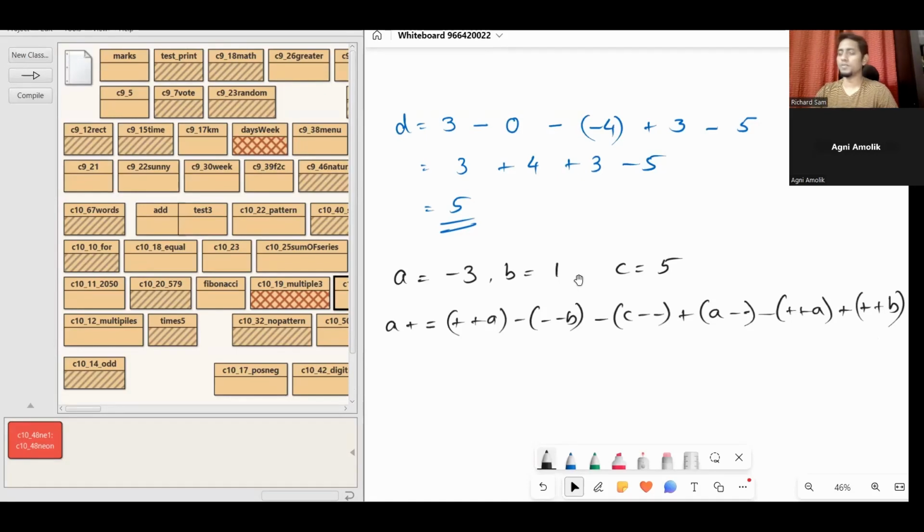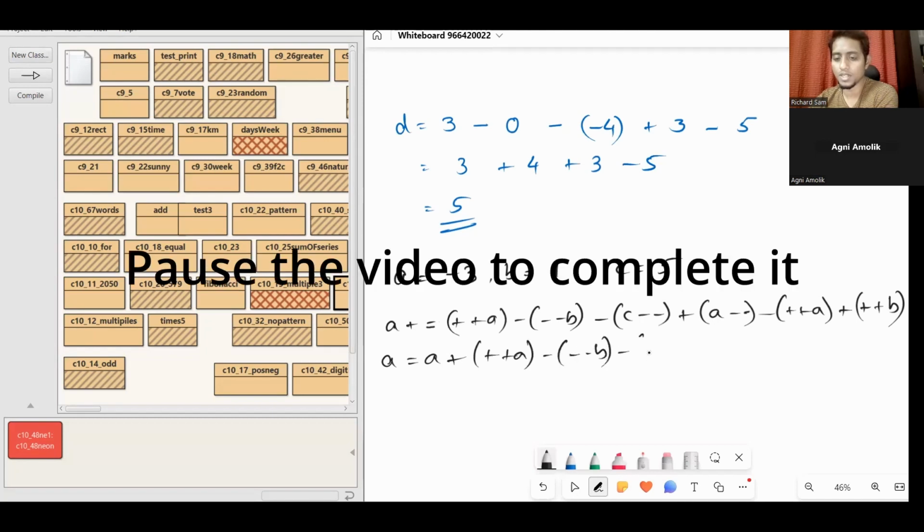Now here there's a small difference. What's the difference? It's not A is equal to something. It is A plus is equal to something. So what is the meaning of A plus is equal to? It means A is equal to A plus. That's the meaning of A plus is equal to. So instead of A plus is equal to, you have to write it as A is equal to A plus and then the rest of it. Plus plus A. So you have to write this whole thing once again. You understand? So write that.